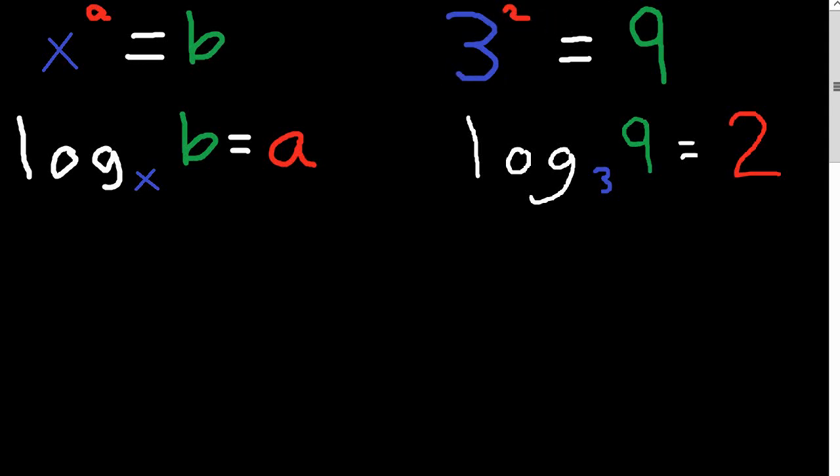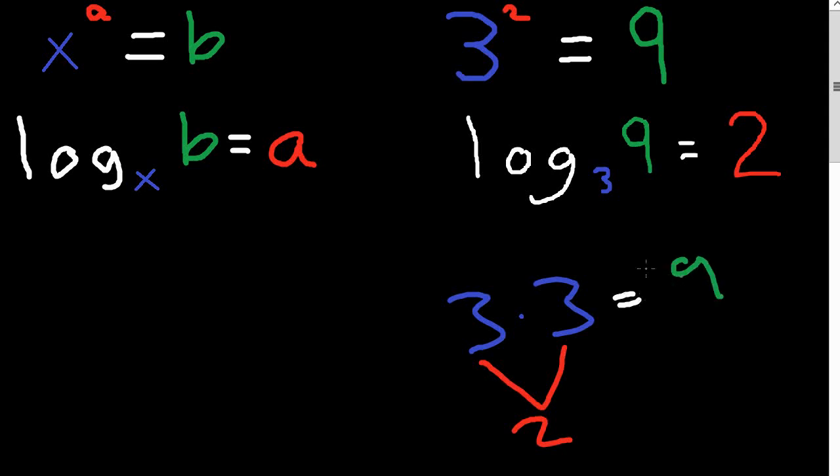Or here we have a numerical example. We have the number 3, and we multiply it by itself twice. So here we have 3 times 3, and there's 2 3's, and that's equal to 9. So we're saying 3 multiplied by itself twice is equal to 9.